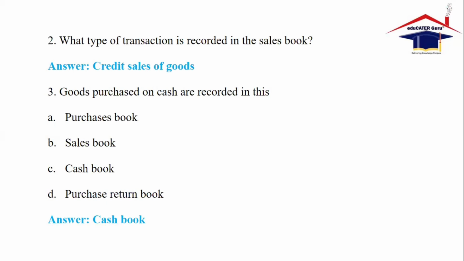Goods purchased on cash are recorded in A, purchase book, B, sales book, C, cash book, D, purchase return book. The answer is cash book, because the goods are purchased on cash. If it is credit, then it will come under purchases book.